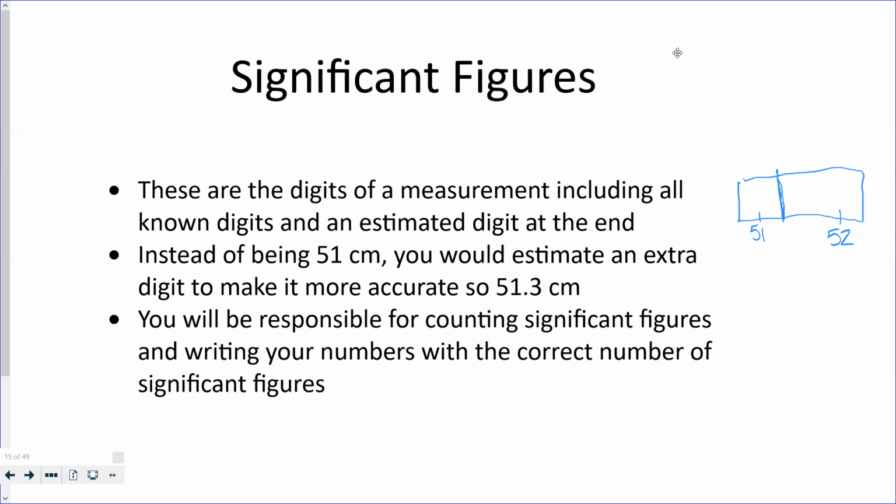But you're always going to add one extra digit smaller than your smallest graduation or your smallest marking on that tool. So if this had tenths marks on it, we would need to add a hundredths place. That's that estimated digit on there. We are going to be responsible for counting significant figures and writing numbers with the correct significant figures. So whenever you're given a number, being able to figure out how many significant figures, or when you're doing a calculation where you should round to. So let's explore that a little bit more.